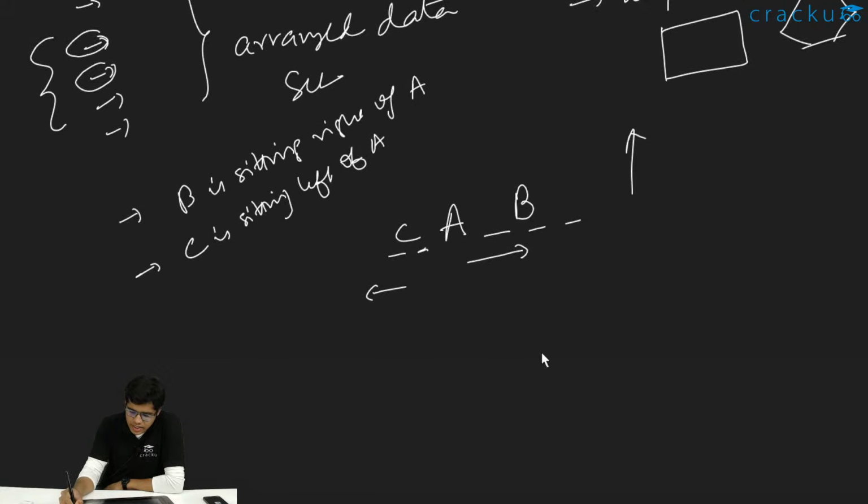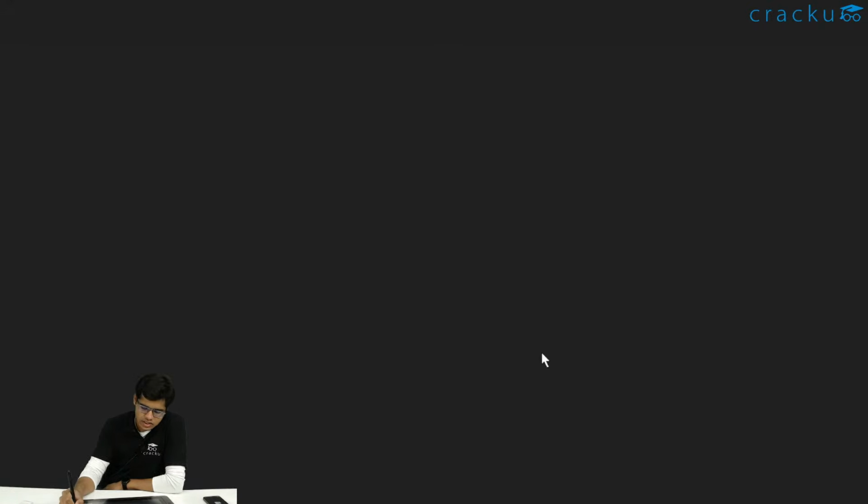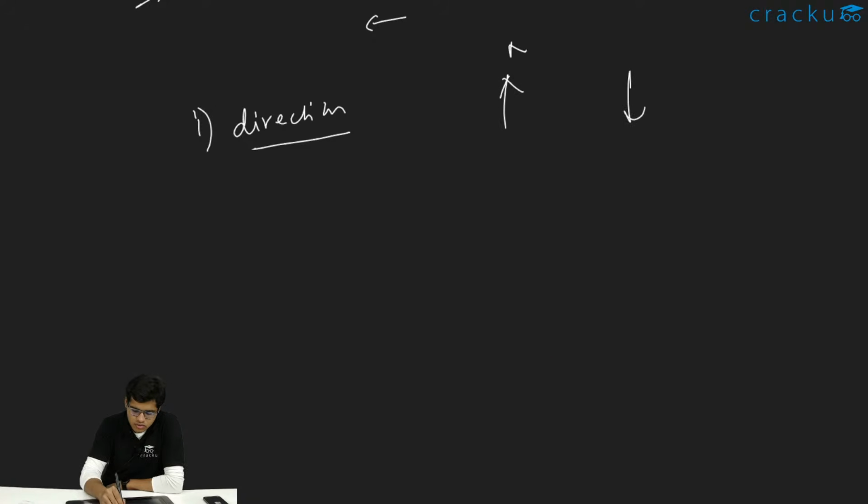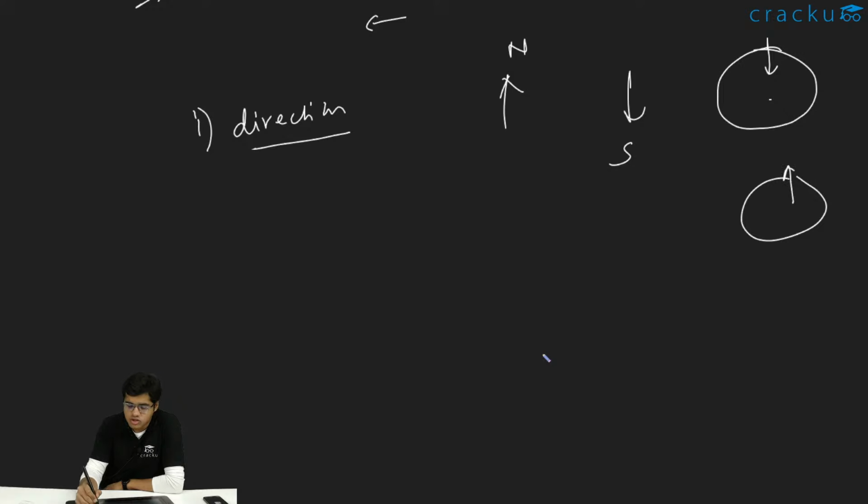So in arrangements, first of all, let's understand the basic ideas. Number 1 is the direction, right? We will be given the direction the people are facing, say north or south, or if they are at a circular table, whether they are facing towards the center or outwards from the center. So these are the directions given.